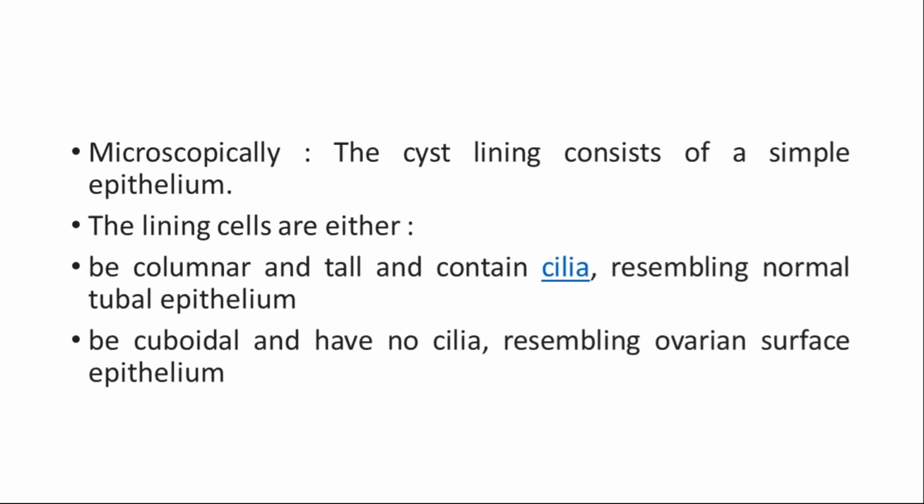Microscopically, the cyst lining consists of a simple epithelium. The lining cells are either columnar and tall and contain cilia, resembling normal tubal epithelium if it occurs in the fallopian tube. If it occurs in the ovary, the lining epithelium is cuboid and has no cilia, resembling an ovarian surface epithelium. They will contain the normal epithelium of the concerned organ.